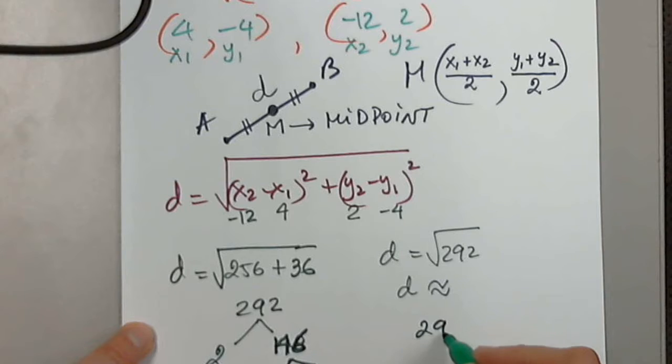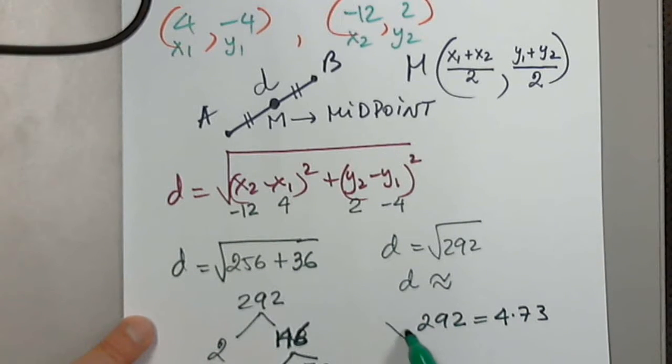So since 292 is 4 multiplied by 73, when I take the square root, I will write the square root of 4, which is 2, times the square root of 73, depending on how the answer, especially in my math lab, should be presented.